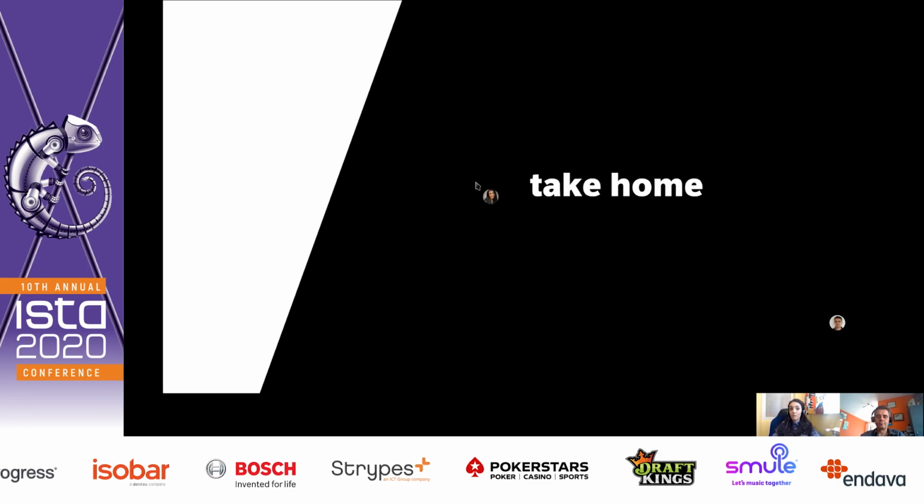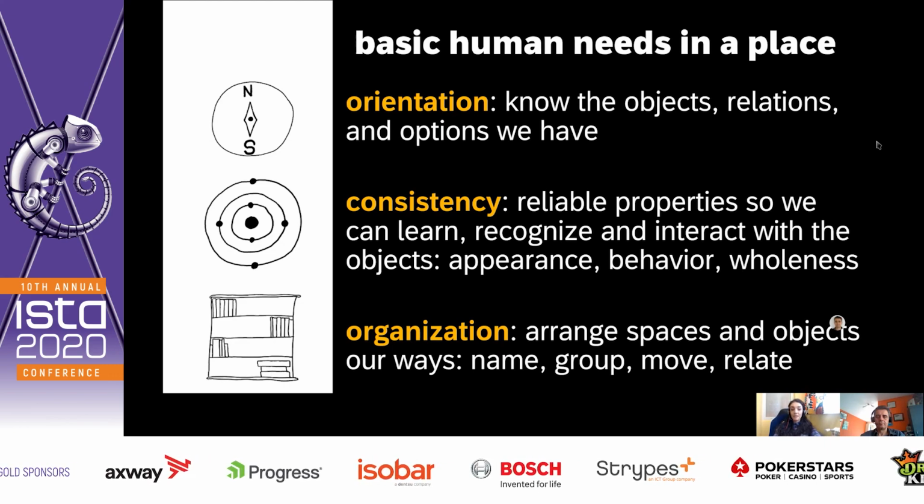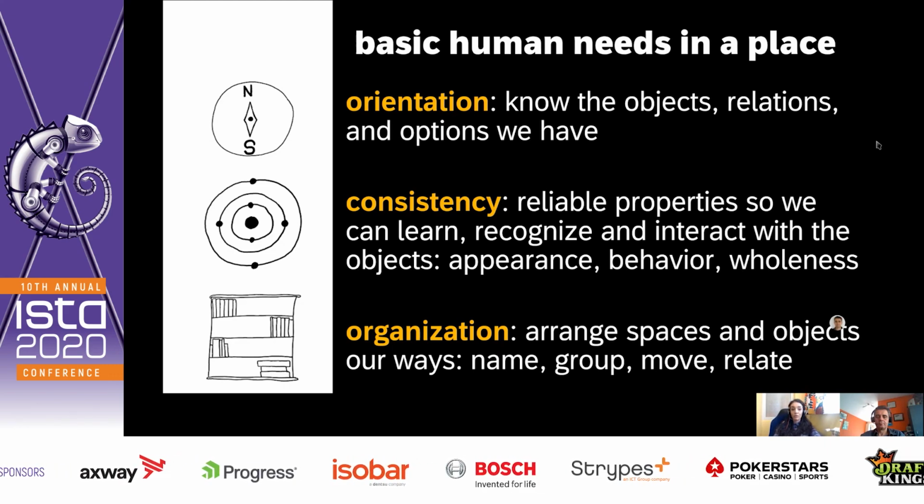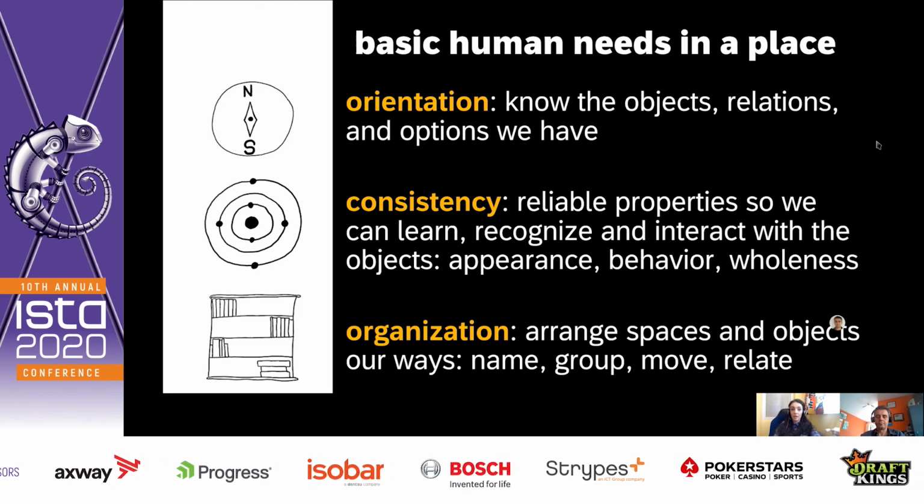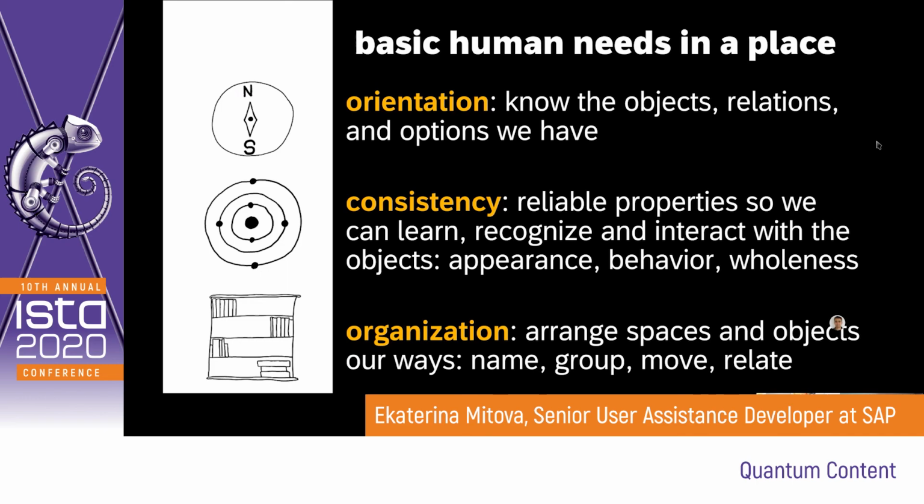And what we'd like you to take home from our talk today is to always remember these basic human needs for any place: the need for orientation, you need to know and understand the objects, their relations, and their attributes. The need for consistency, you need to rely on the object's appearance, behavior, and wholeness. And the need for organization, you need to be able to organize the space and the place according to your needs, to name the objects, group them, move them, and relate them.